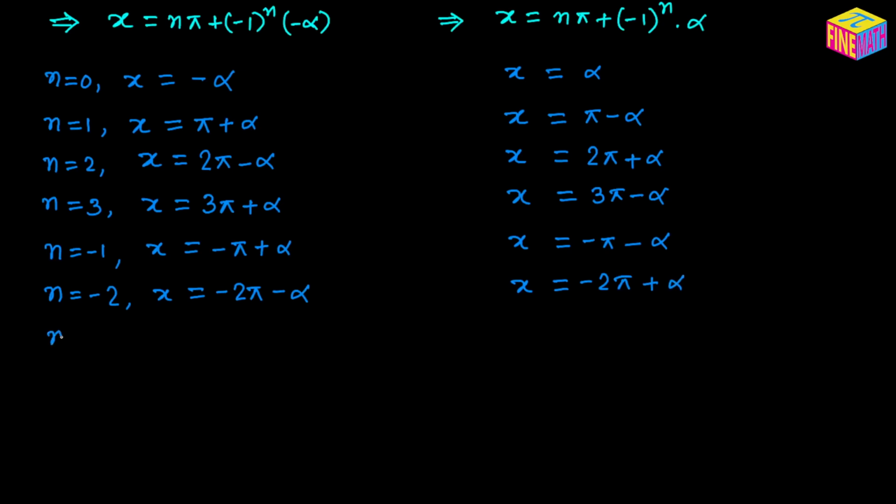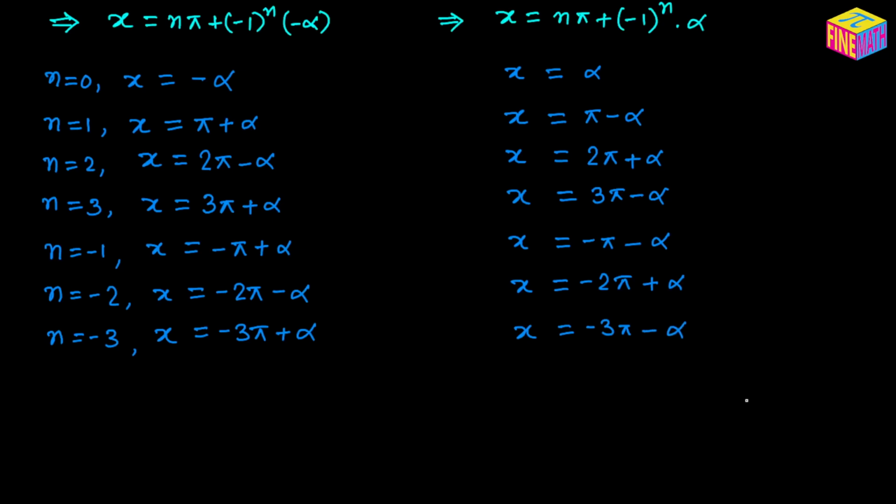And then if we use n equals negative 3, then x will be negative 3 pi and then negative 1 raised to the power negative 3, that will be a minus 1 times negative alpha, so that will be just positive alpha, so negative 3 pi plus alpha. And on the right hand side here, x will be equal to negative 3 pi when n equals negative 3, so negative 3 pi plus negative 1 raised to the power negative 3, that will give us a negative 1 times alpha, so that will be minus alpha.